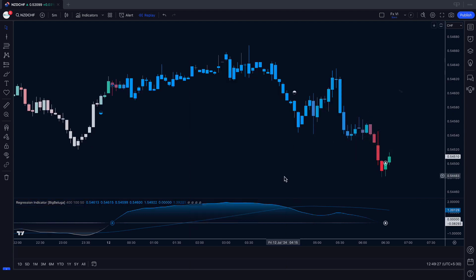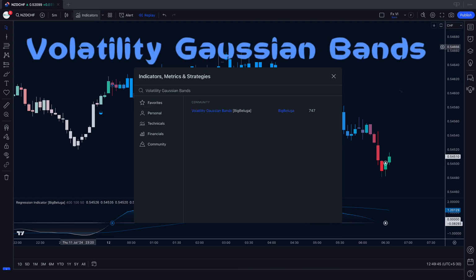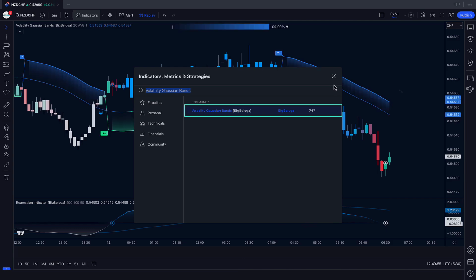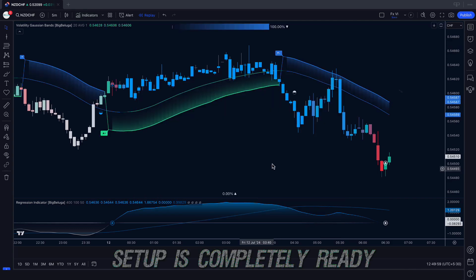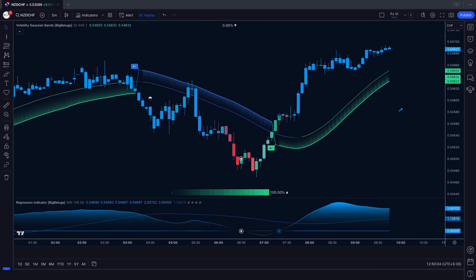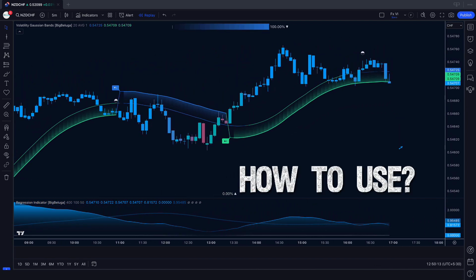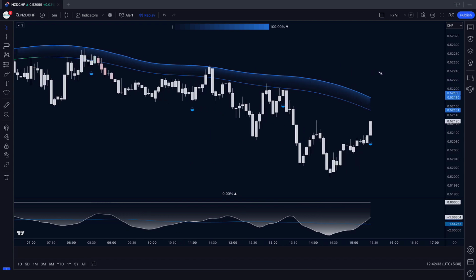After that, we have to apply another indicator on the chart. We will search for volatility Gaussian bands in the search box of TradingView. After that, we have to click on volatility Gaussian bands by Big Beluga option. Now our setup is ready. I hope you must have liked this trading setup. Let's see how we use these trading tools. Let's start.